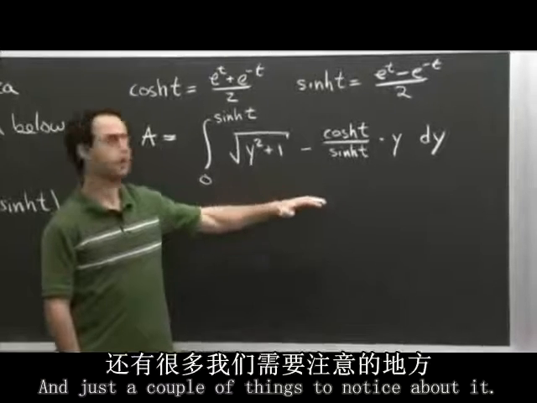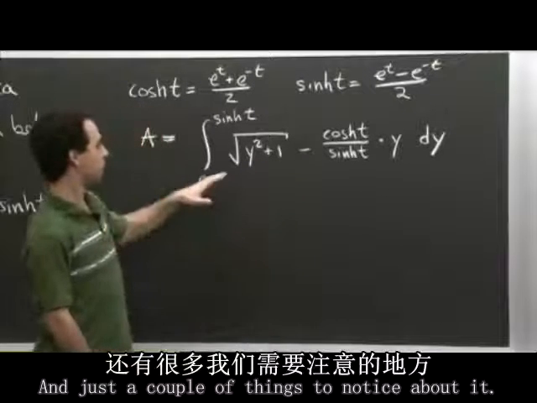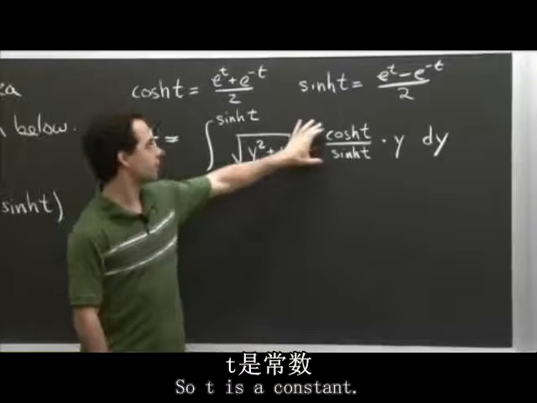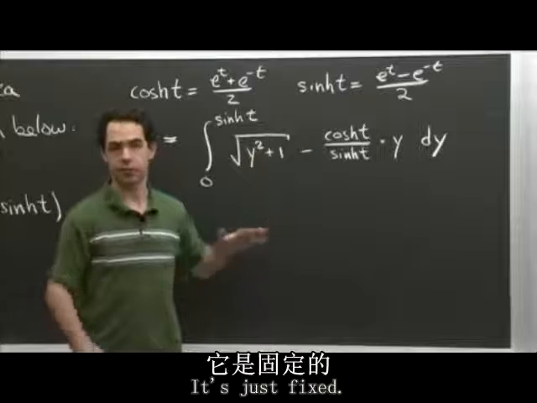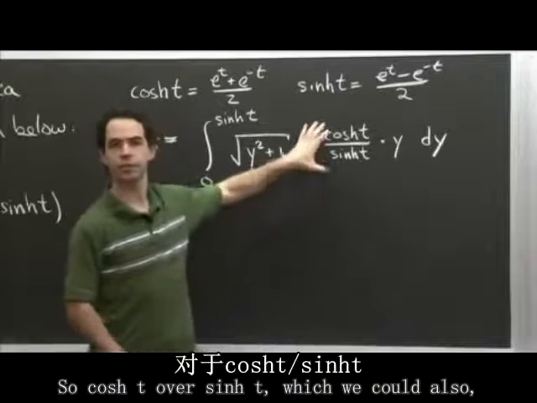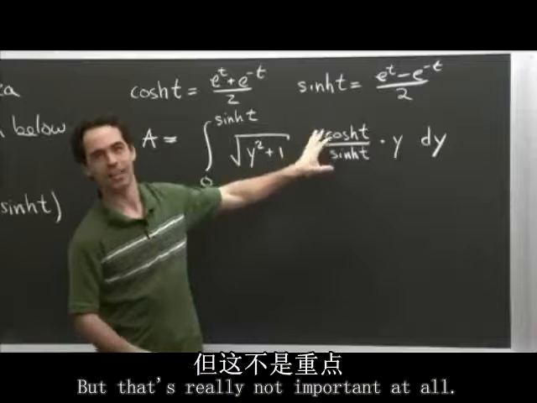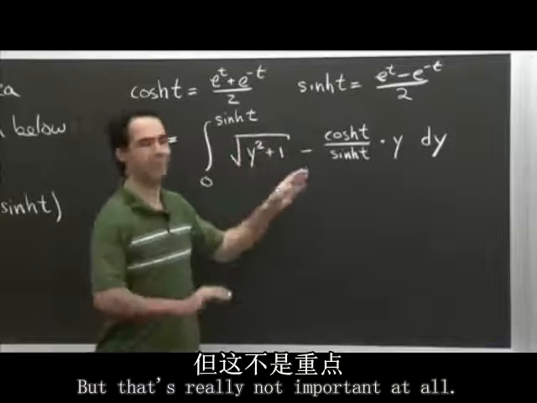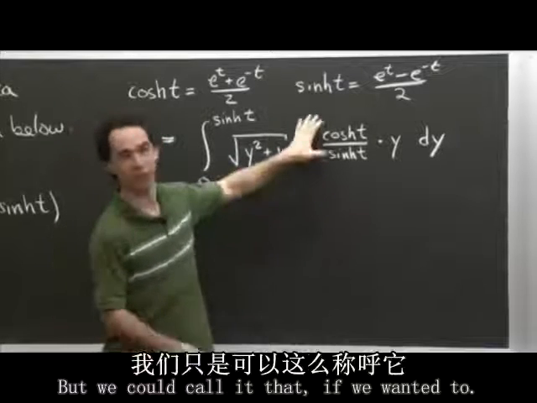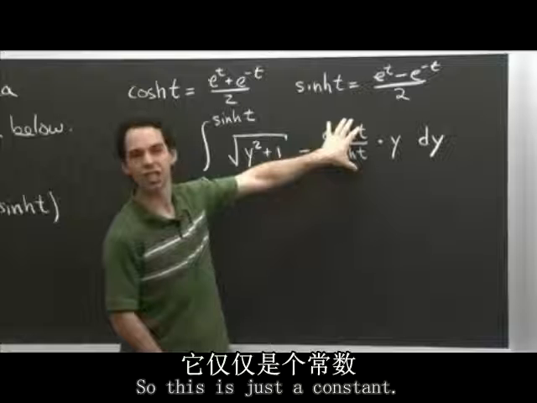The integral gives us the area. And just a couple of things to notice about it. So t is a constant. It's just fixed. So cosh t over sinh t, which, if we wanted to, we could call the hyperbolic cotangent, but that's really not important at all. But we could call it that if we wanted to. So this is just a constant.